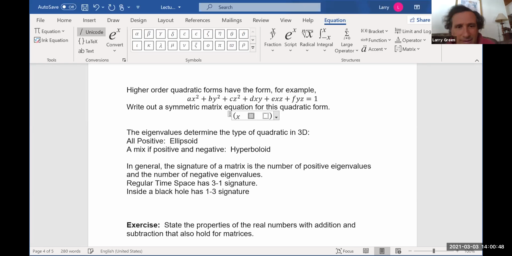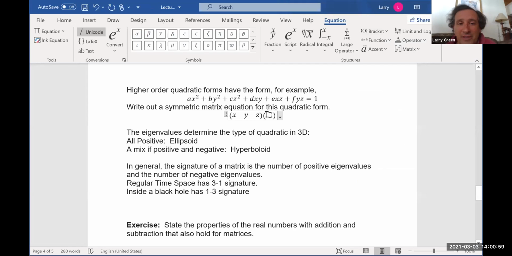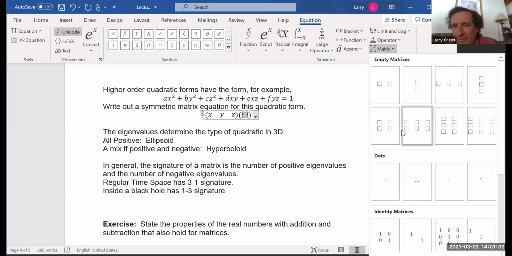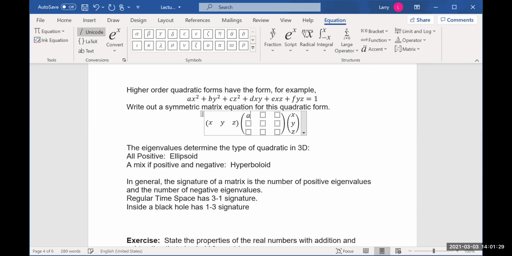So I'm going to put an x, a y, and a z. The equation still has the same form, just one dimension greater. It's going to be a 3 by 3 matrix instead of a 2 by 2 matrix, times an xyz. What are the diagonals? That's the easy part. What are the diagonals of the matrix? ABC.